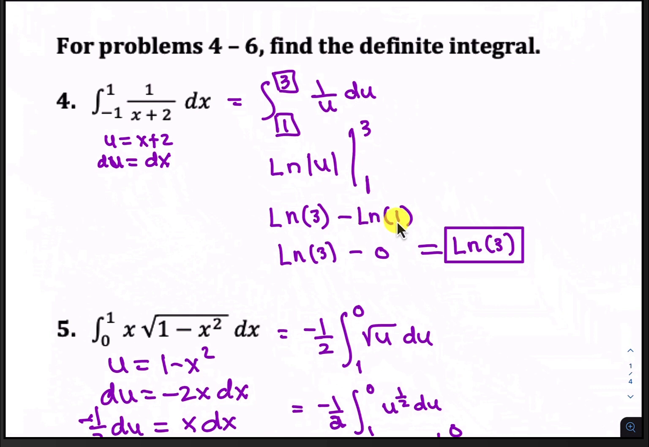And natural log 1 happens to be 0. You can confirm that with a calculator if you need to. But natural log of 1 is just 0. So our final answer is natural log 3 minus 0, or just natural log 3.